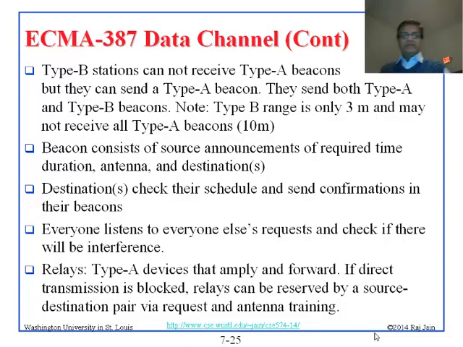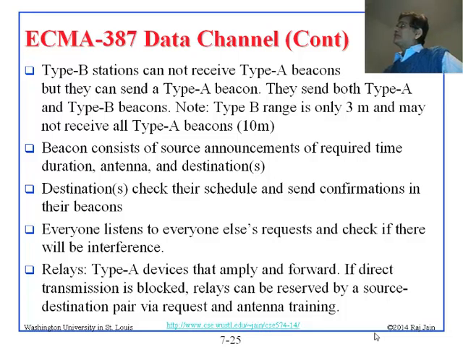Now, this is a complication which I was kind of surprised by, but I have got to pass it on to you. Type B stations cannot receive type A beacons, but they can send a type A beacon. And then there is a whole paragraph as to why it is easier to send than to receive. They send both type A and type B beacons. Type B range is only 3 meters and may not receive all type A beacons, which have a range of 10 meters.